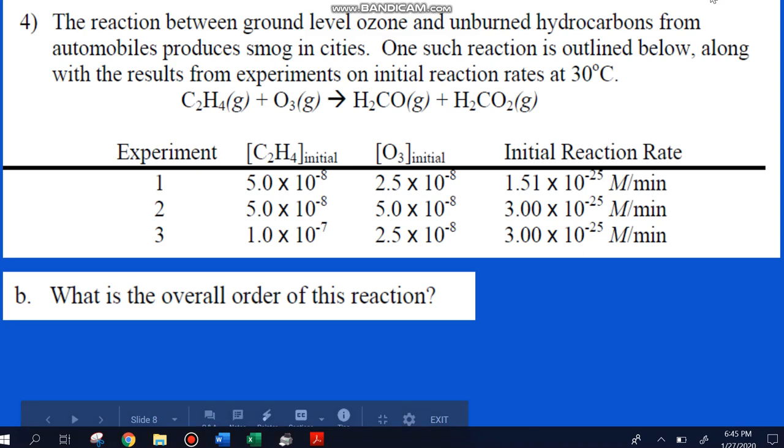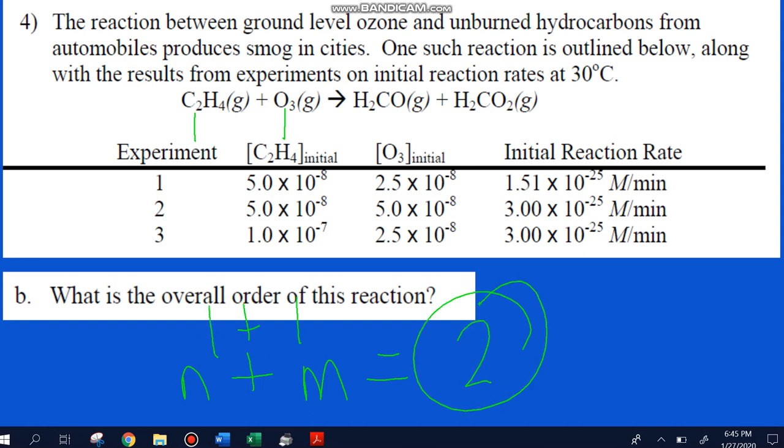So obviously these take a bit of time to solve. We're very, very low on time, so I'm just going to go with the overall order of this reaction. We know that the reaction order for C2H4 is 1 and for O3 is 1, so the overall order is just simply N plus M, which means that it's 1 plus 1, which the overall order of the reaction is 2. Very simple. So the last thing that it's going to ask us, let me switch screens real quick.